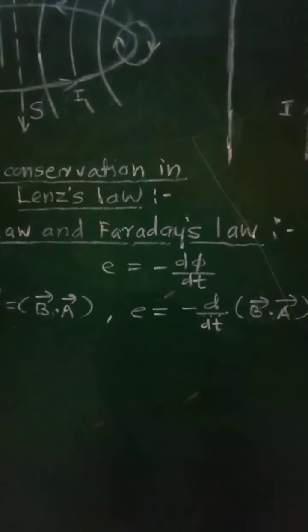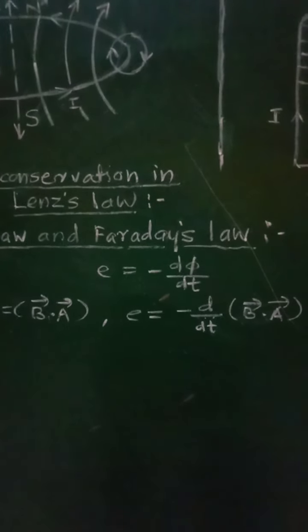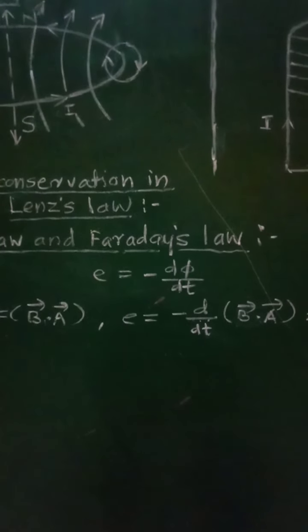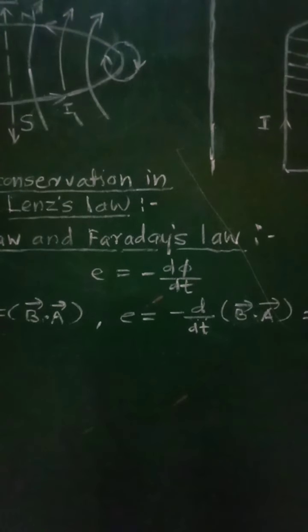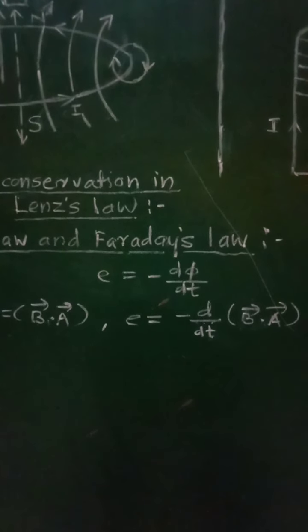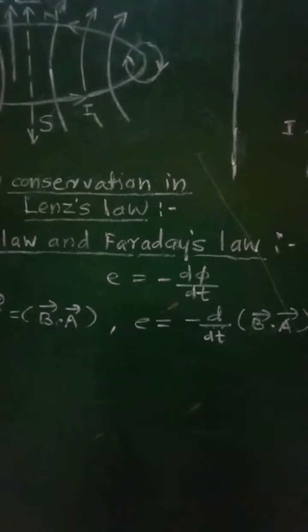See again, the area vector A of the loop, perpendicular to the plane of the loop, is fixed and oriented parallel, that is, theta is equal to 0, to the magnetic field B. At that time the magnetic field increases with time.